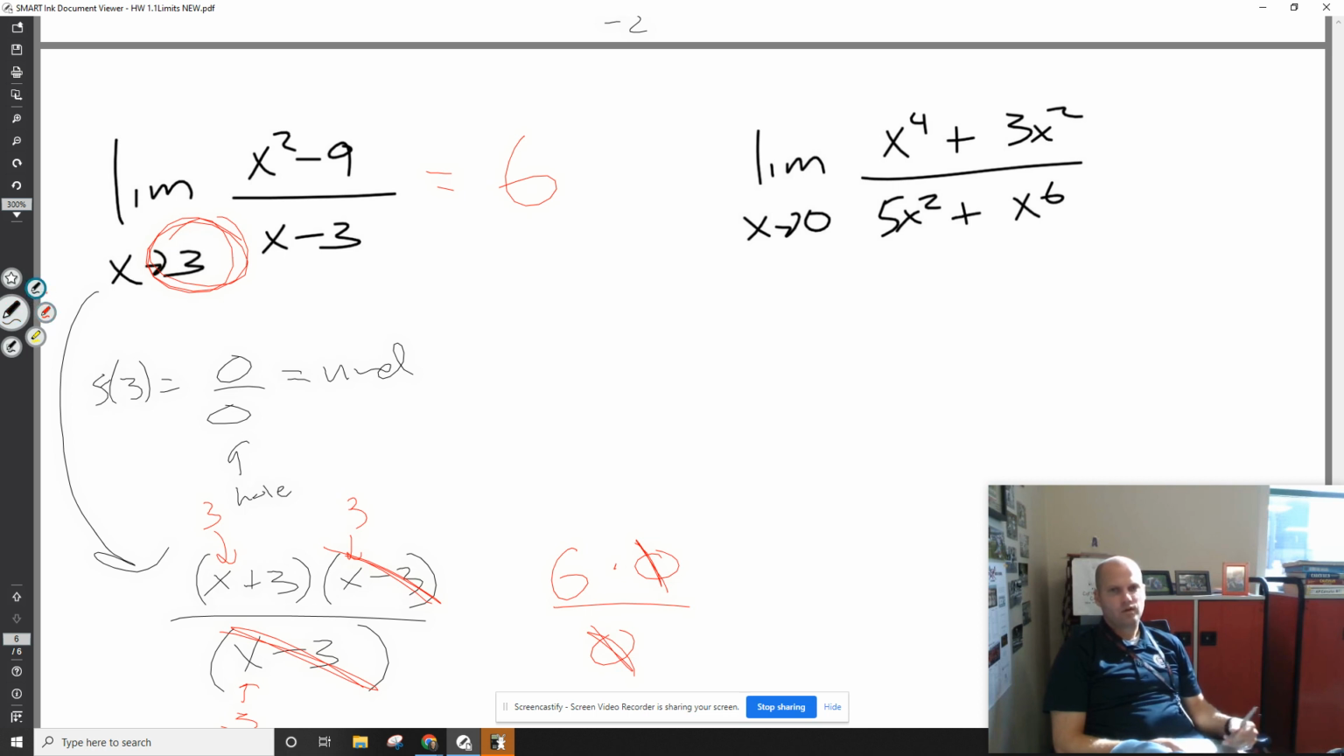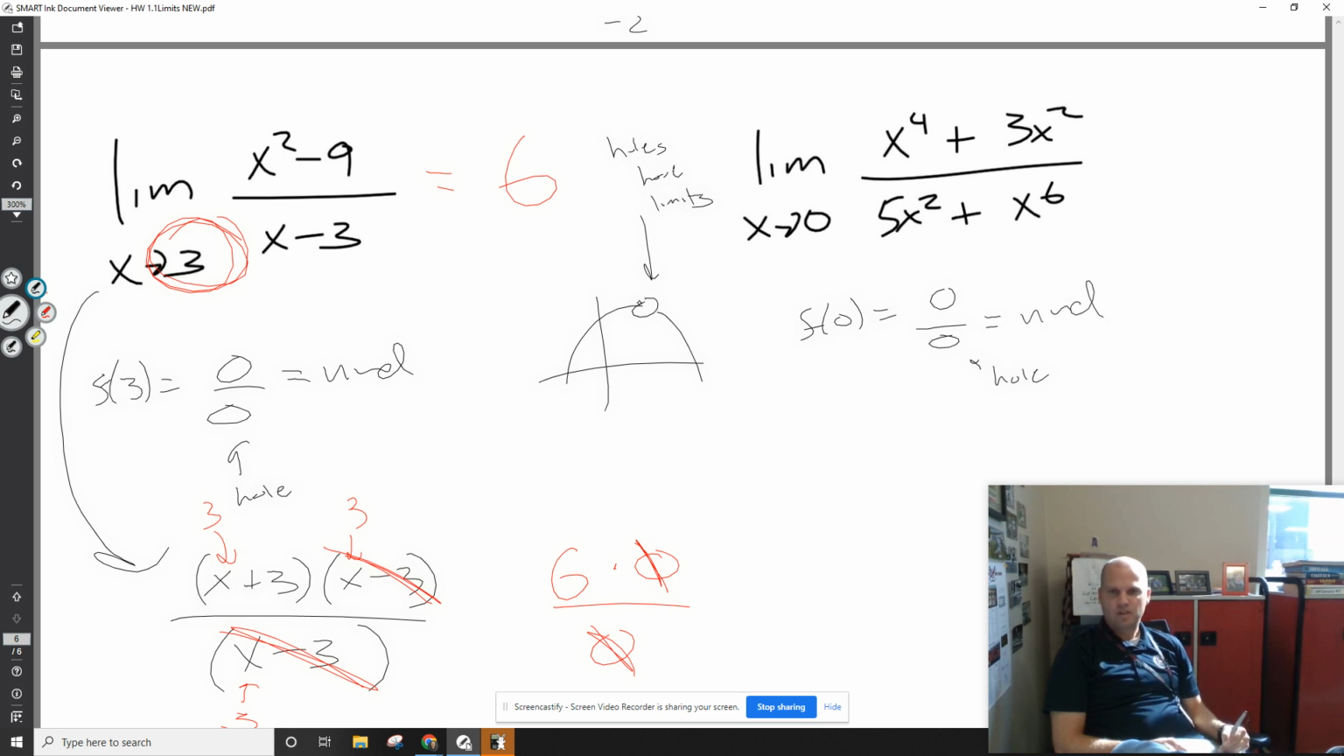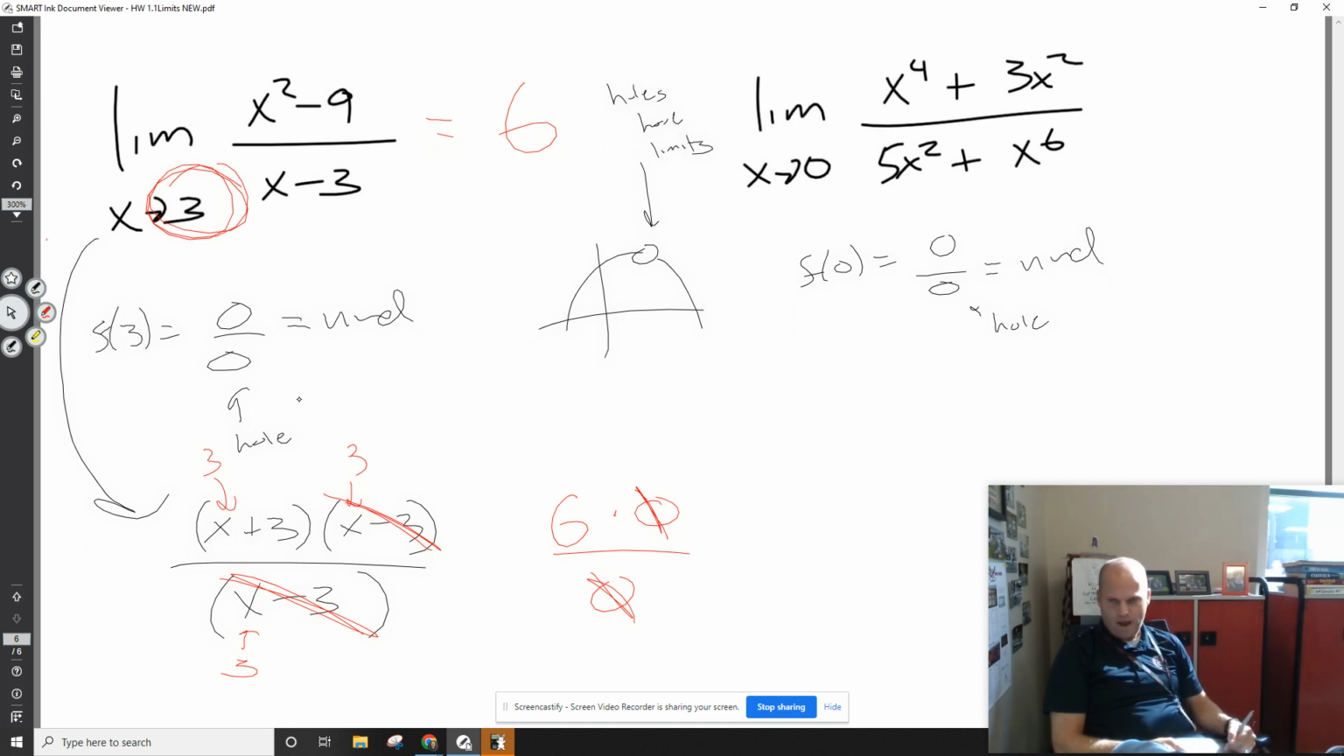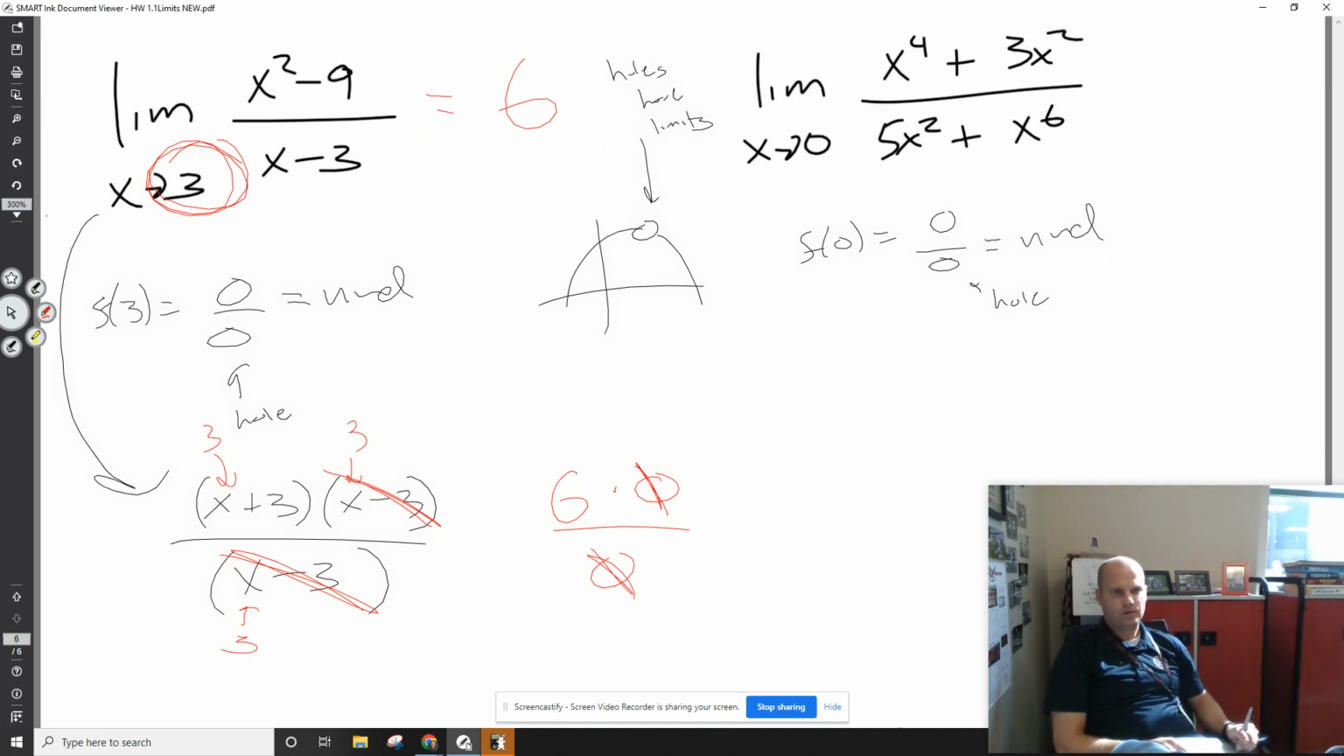So same here. If you plug in your value, and if you ever find that you get 0 over 0, it's an indication that you have a hole. Now remember, we've done enough examples where we know holes have limits. They don't have function values. So this is undefined. We don't have a function value, but we have a value we're approaching. How are we going to figure that out? We're going to factor and investigate further.